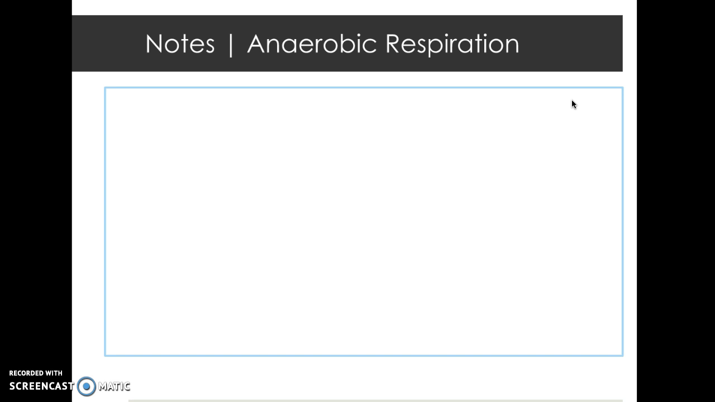The big difference between anaerobic and aerobic, of course, comes down to its reactants and products. Reactants, only thing that is needed for anaerobic is glucose. Still needs sugar, still needs something to break down to make that ATP. But remember, anaerobic means no oxygen, so our only reactant is glucose.